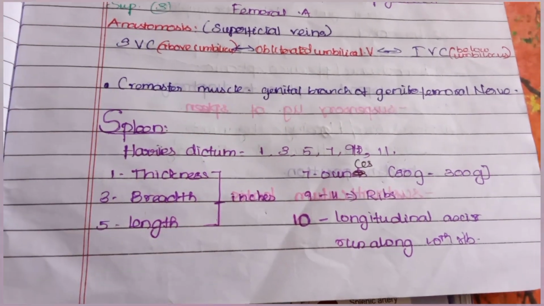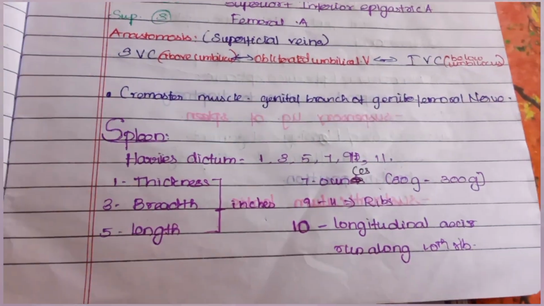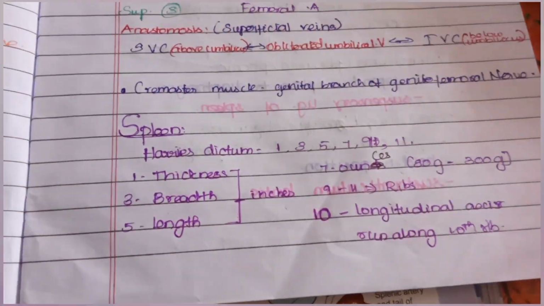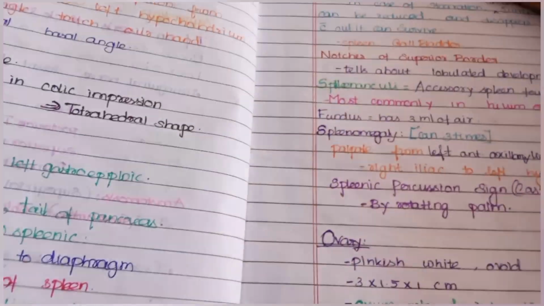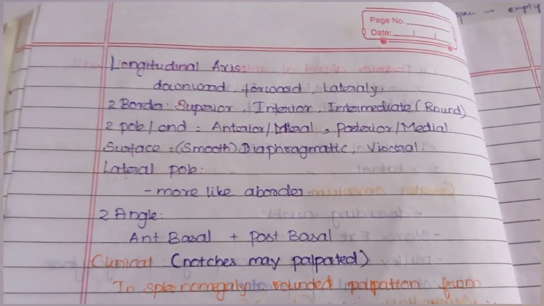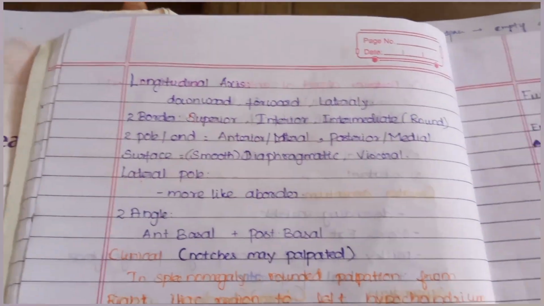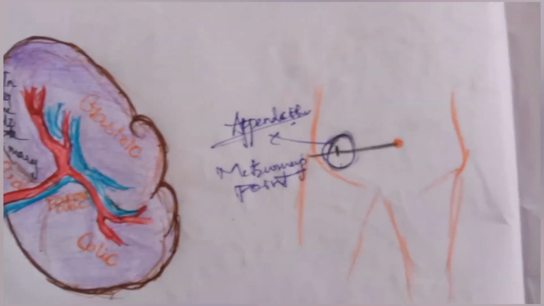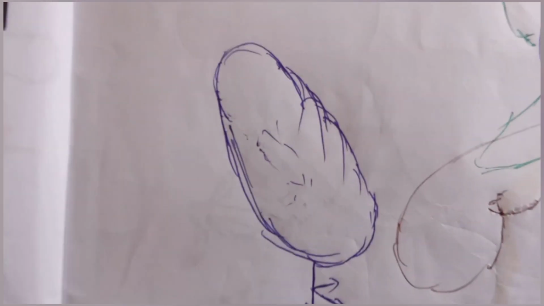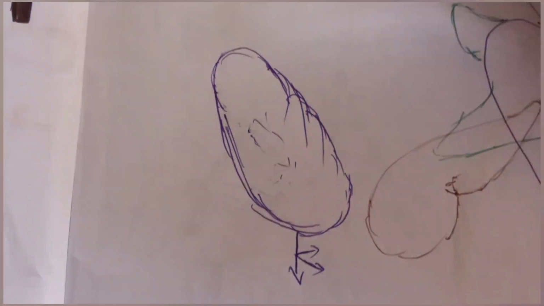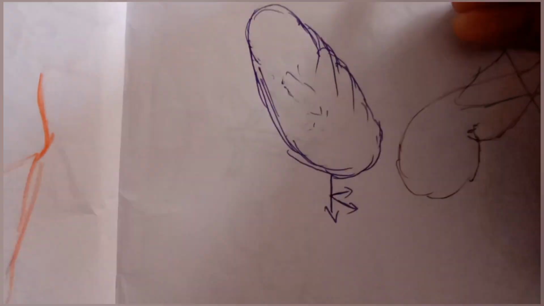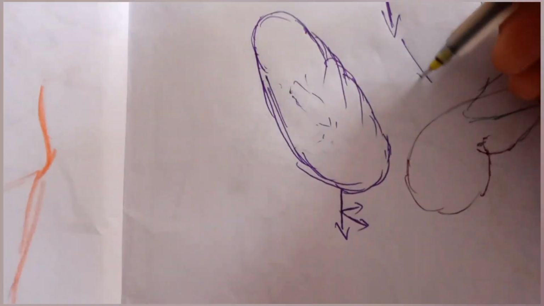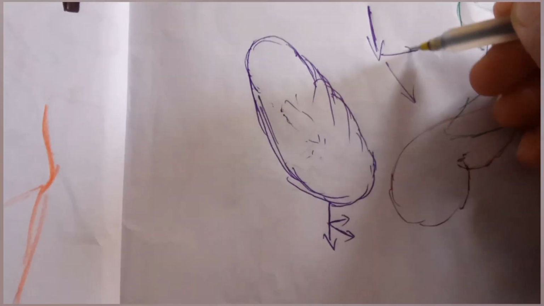The spleen is located along a longitudinal axis. That axis passes along the 10th rib. That's why the 10 indicates this. Okay, what is the longitudinal axis? Basically the spleen is located at some angle. See, this only. First it will be directed downwards, then forwards, then laterally.